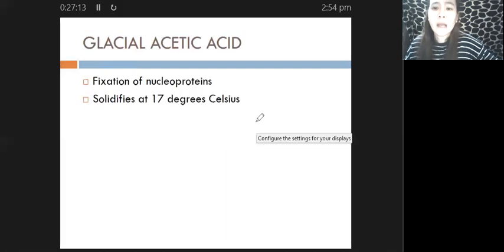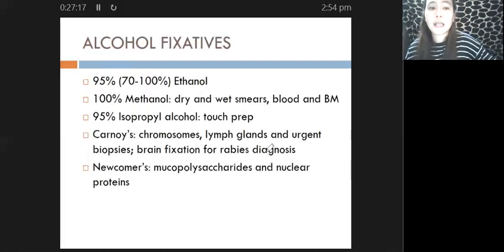The next group of fixatives that I will be discussing are your alcohol fixatives. Alcohol-based fixatives are oftentimes utilized as simple formulations. That means you just dilute them to a particular concentration and you can use them already for fixation. Your alcohol fixatives are utilized in the laboratory for the fixation of your carbohydrates. However, take note that your alcohol fixatives are contraindicated in the fixation of fats and lipids.